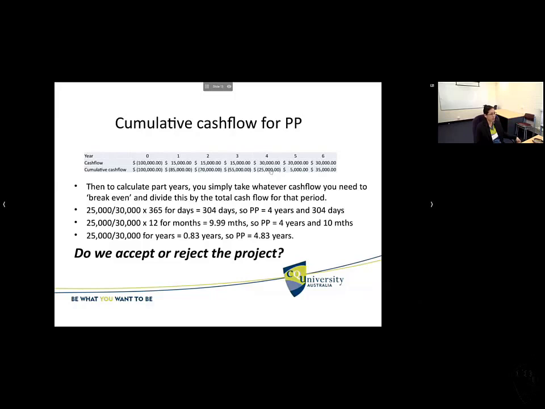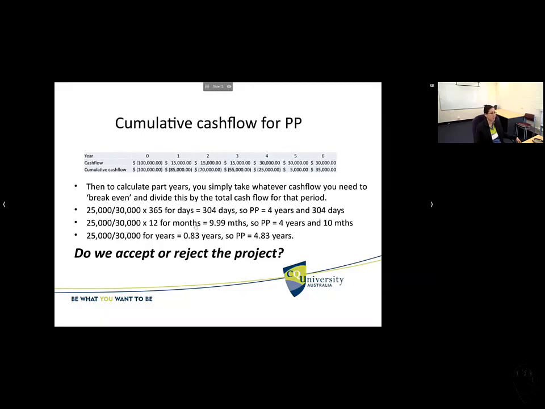We need the 25,000 to break even, and ignore the negative because it has no bearing on this calculation. So we just need $25,000 to break even out of what we're getting, which is the 30,000. So 25,000 divided by the 30,000, multiplied by 365 days if you want your answer in days. That gives you 304 days. So the payback period in days will be 4 years and 304 days.